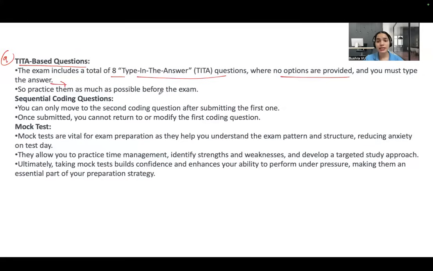Okay, so practice them as much as possible before the exam. Only a blank is going to be given. You have to fill this by your own self. No options are going to be given. So 8 questions are going to be asked. So that's why practice them as well.